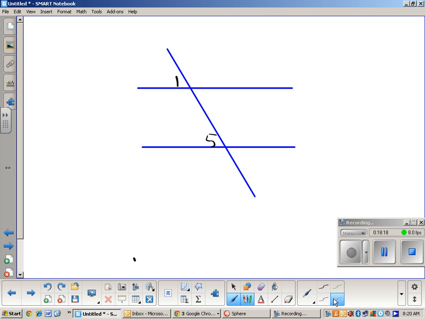No. But the lines are parallel. Okay, the lines are parallel. What kind of angles are they? Corresponding. Because they're in the same position, right? Top left for number 1, top left for number 5. And so they're in the same position, makes them corresponding. If the lines are parallel, then they have to be equal. So the measure of angle 1 must equal measure of angle 5.